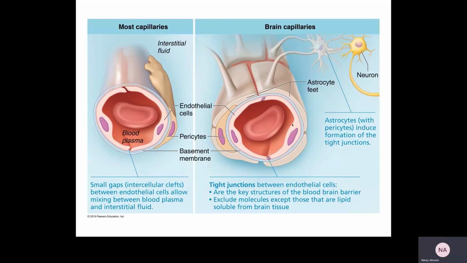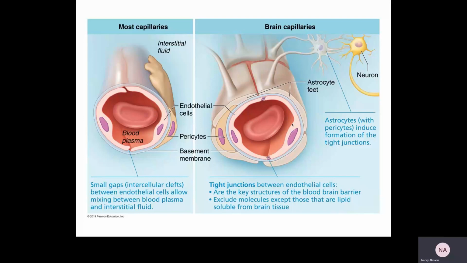This shows you a regular capillary on the left. There are small gaps, known as intercellular clefts, between the simple squamous epithelial cells that allow movement of some material in and out of capillaries. When you look at the blood-brain barrier, you can see that there are tight junctions in between those endothelial cells, those simple squamous epithelial cells.